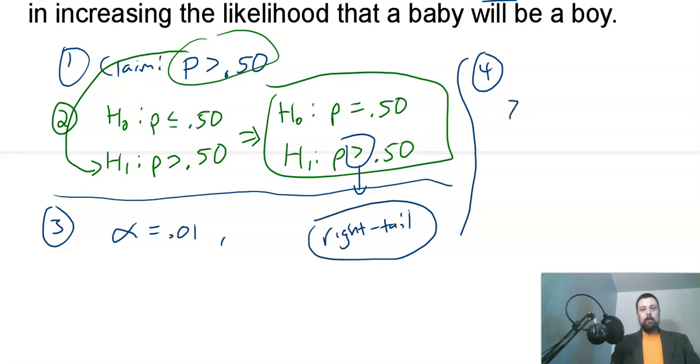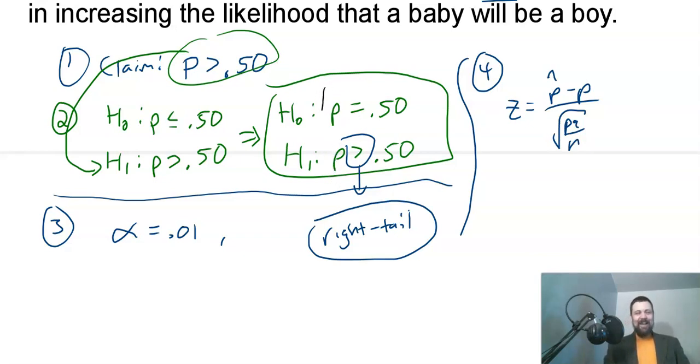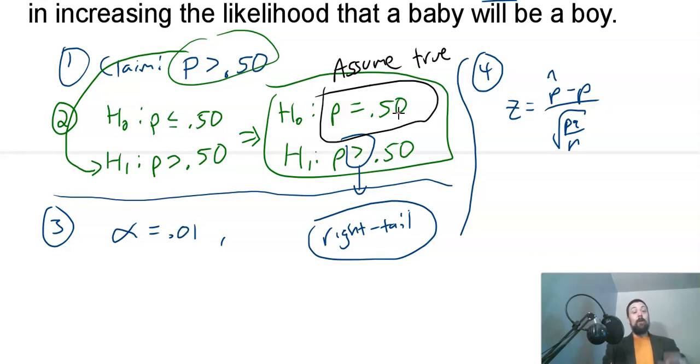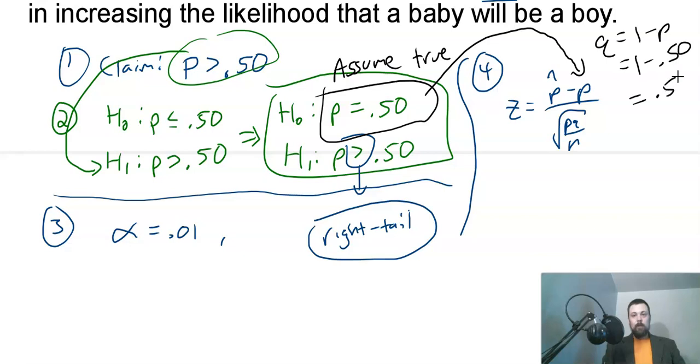Step 4, we'll find the test statistic. We have z equals p hat minus p over the square root of p times q over n. The value of p is, I'm struggling with the wording again. We assume the null. I feel like it's easier for me to say it in this direction. So we're going to assume the null hypothesis is true, and that will give us our value of p, which is 0.50. And so q is going to be 1 minus p, which will be 1 minus 0.50, which is also going to be 0.50. So that's the value for q. That's what will get plugged in there.